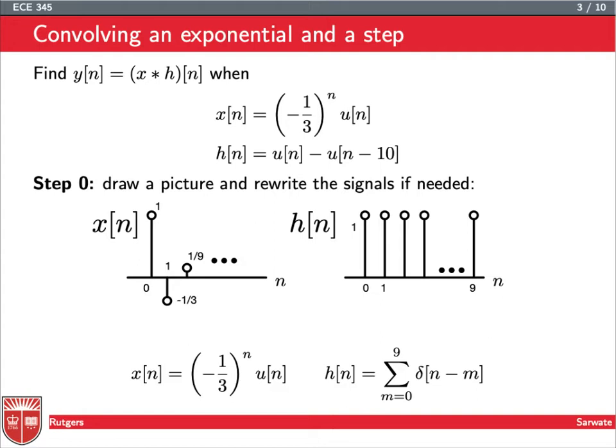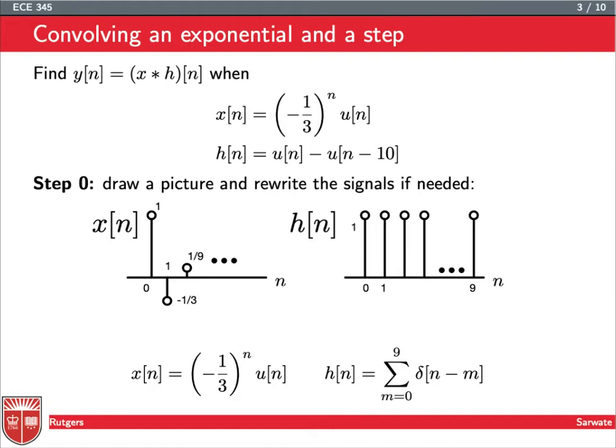So let's look at an example. Suppose we have the signal x of n, which is minus a third to the n u of n. So it's alternating sign. It goes from 1 to minus a third, then to a ninth, then minus 1/27th, and so on. And then I have a box that goes from 0 to 9. So it goes u of n minus u of n minus 10. So this is a box from 0 to 9.